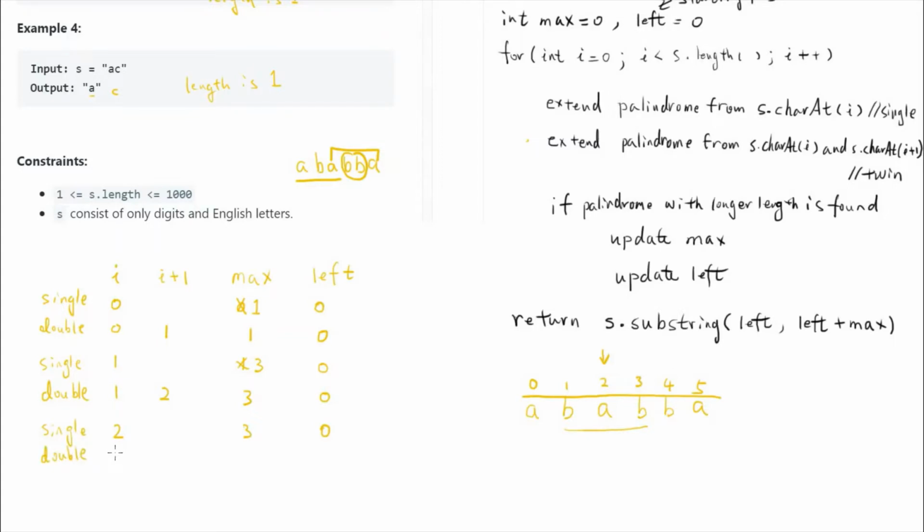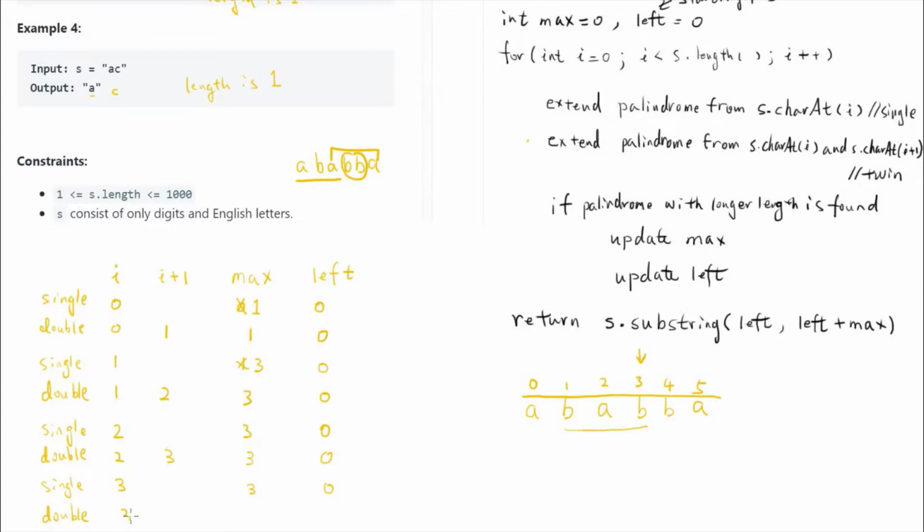So for the double, we will have 2 and 3. Now A doesn't equal B, so our max remains the same. Then we move the index to the next position, 3. Now I equals 3. The current max is 3, and the current left is 0. So at position 3, with a single center B, we cannot extend. So the length of our new palindrome is 1. So we just ignore it because our max is bigger than our new length.